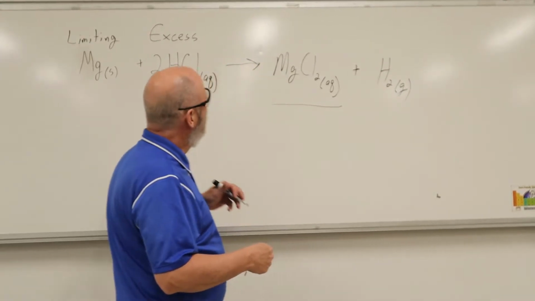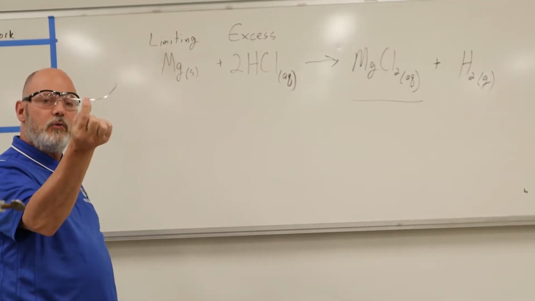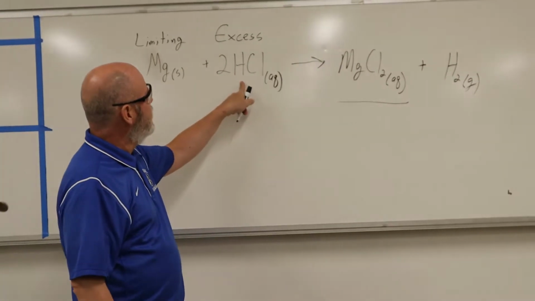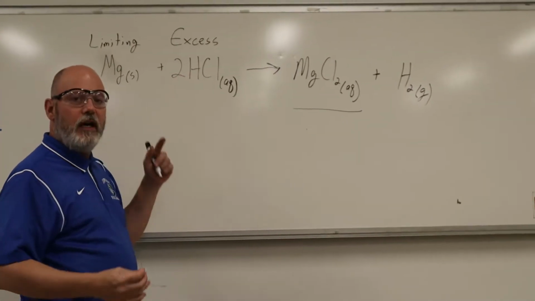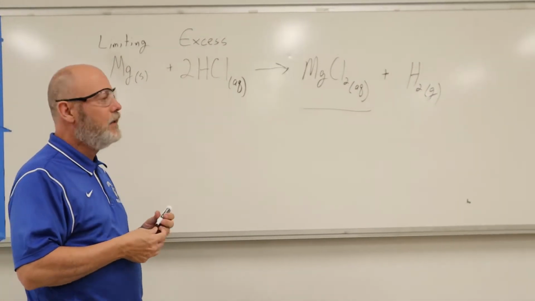Okay? Now, I'm just going to tell you ahead of time that magnesium is the limiting reactant, so you will see this get all used up. And the excess reactant will be obviously the hydrochloric acid. You'll see that there will be a lot left over.